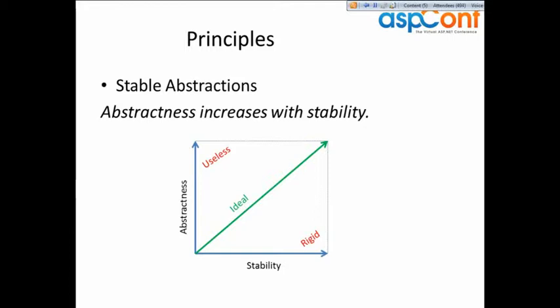And so this is also known as the zone of pain, because these components are difficult to change because of their incoming dependencies, but they can't be extended because of their lack of abstractness. A very common example of a component that would fall into this area would be a set of classes that represent a database schema. Database schemas tend to be very volatile, very concrete, and highly dependent upon, and this is one reason why schema updates are often so painful for our software applications.